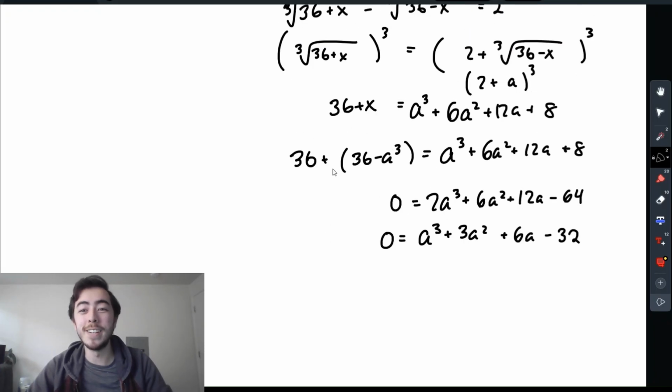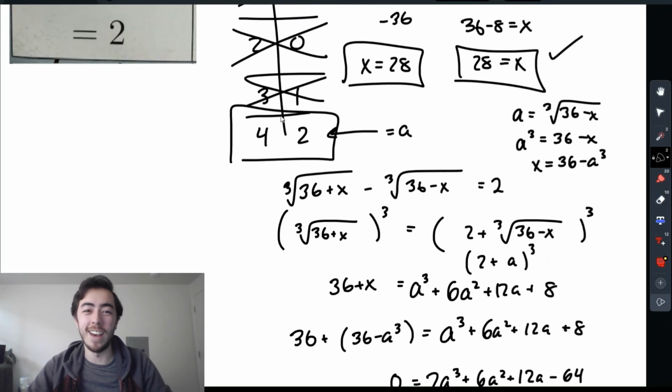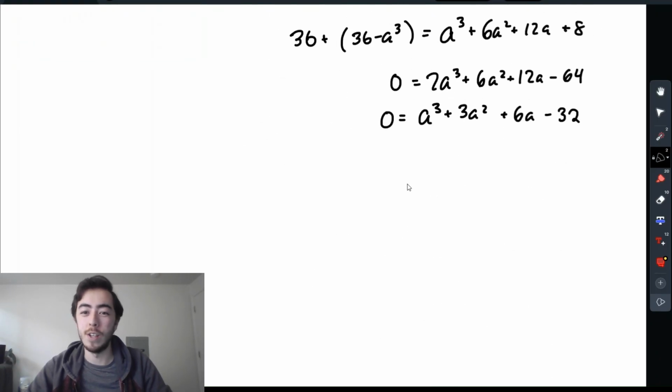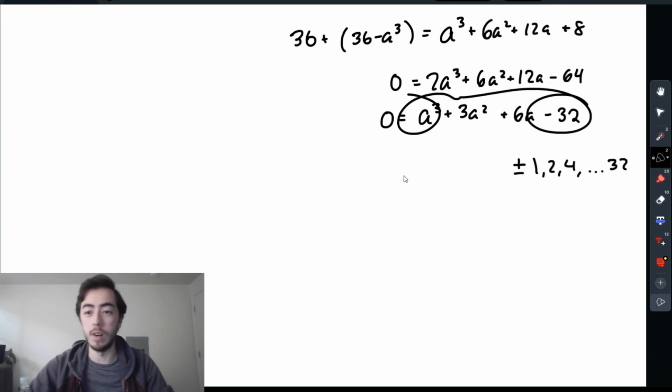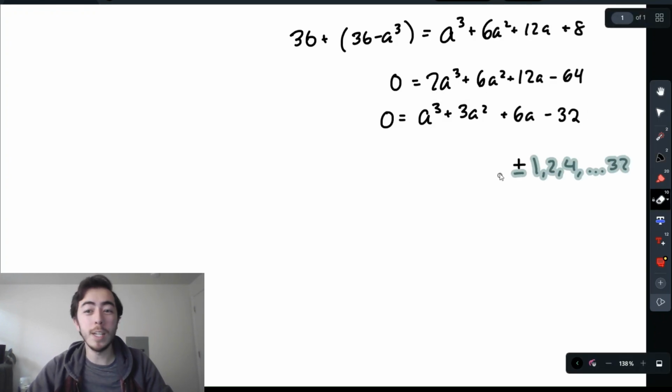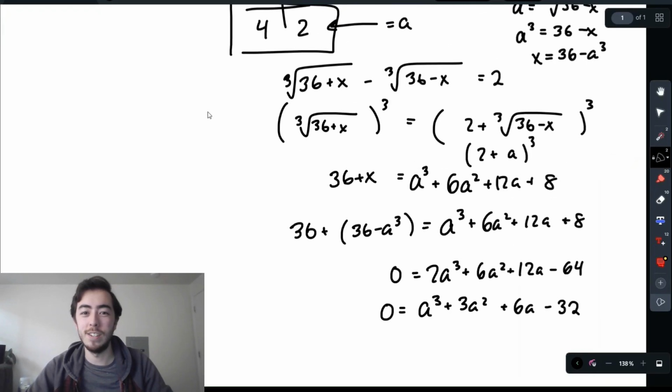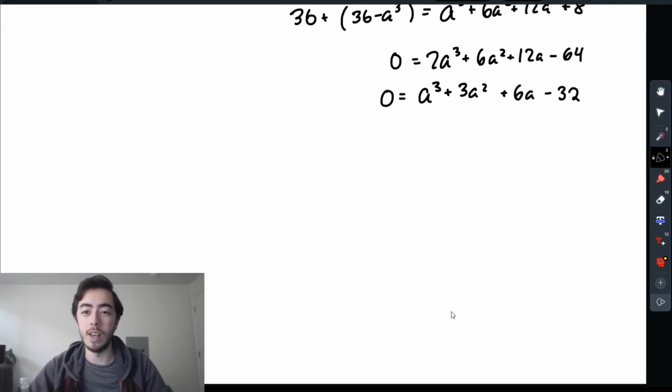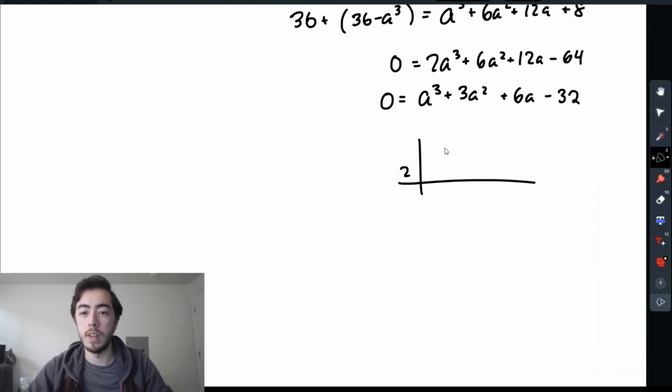We do have a little bit of secret knowledge that a is actually 2 today. So I could think through what would I do if I didn't know a was 2? I could use the rational root theorem. This would say that potential rational roots are positive and negative 1, 2, 4, and then all the factors of 32 divided by all the factors of 1. And I'm just going to be a little bit lucky and guess that positive 2 is going to be a root of this. So I could use synthetic division to figure out what the factoring of this is.